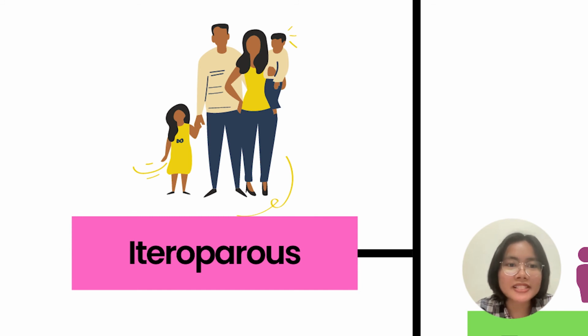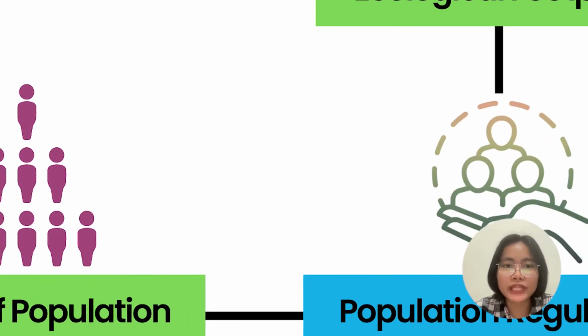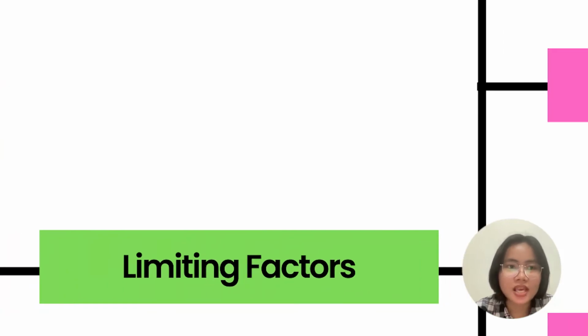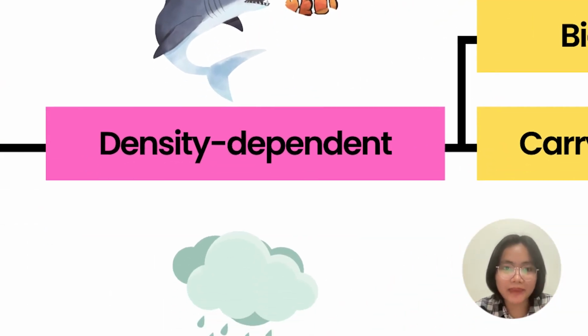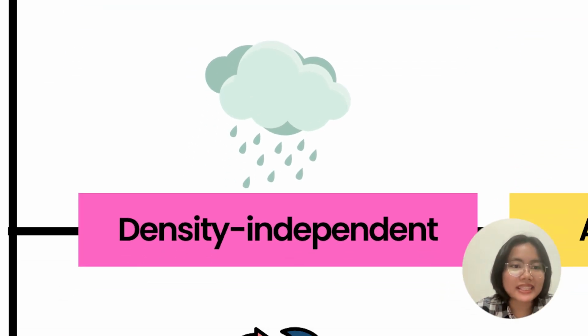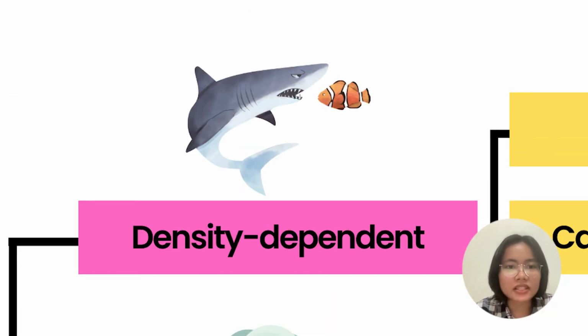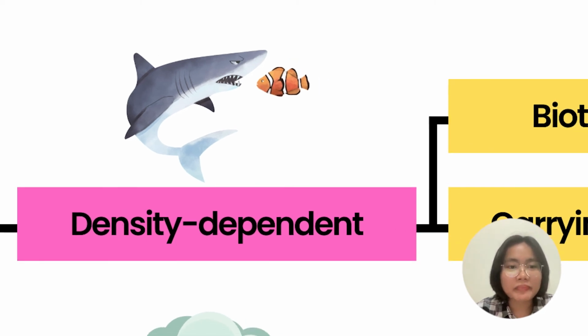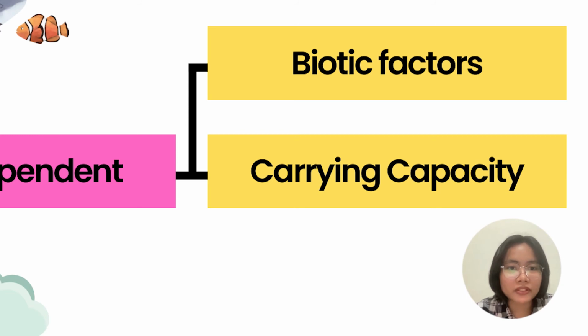Then, another concept concerning population regulation is the limiting factors, which are classified into density-dependent and density-independent. Density-dependent limiting factors are the elements that occur depending on the density of the population. The factors are mainly biotic and can bring about a logistic pattern of growth, where the carrying capacity of a population is affected. Some examples of this kind of factor are predation and waste accumulation.